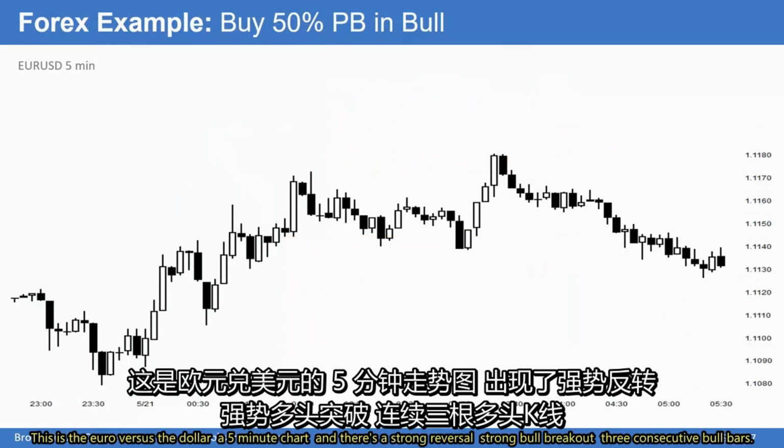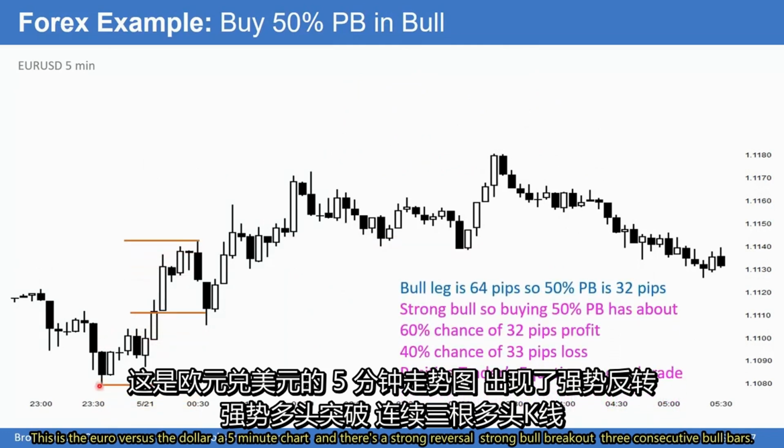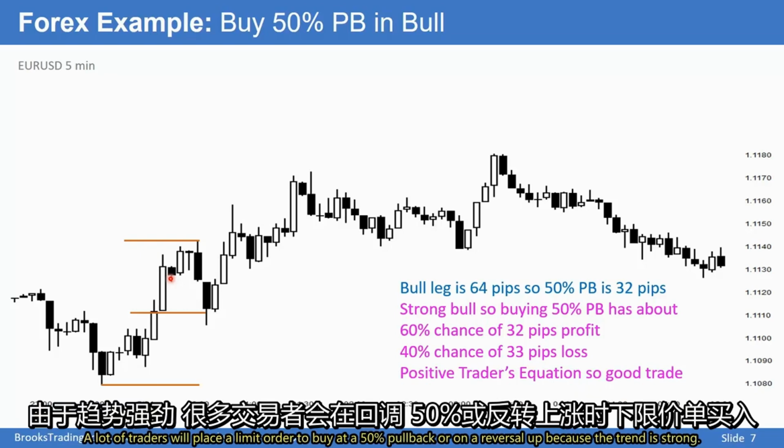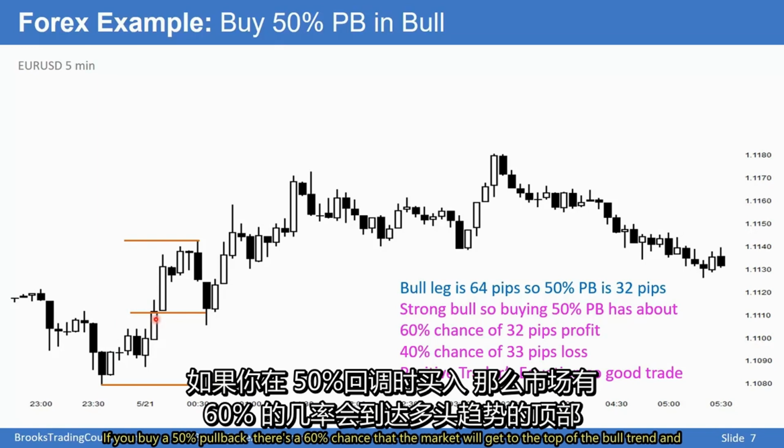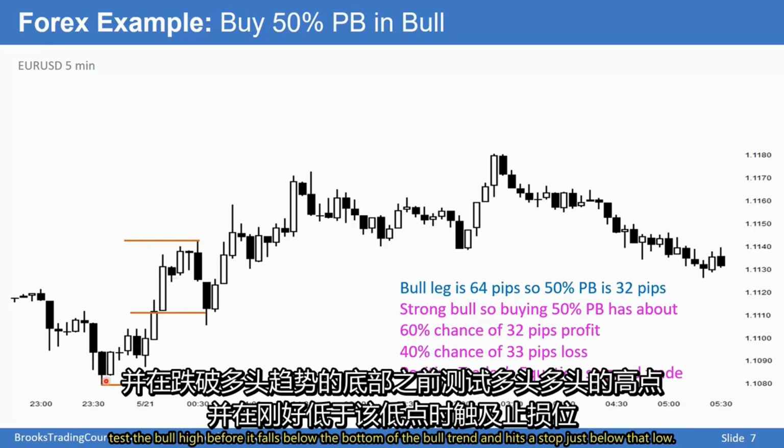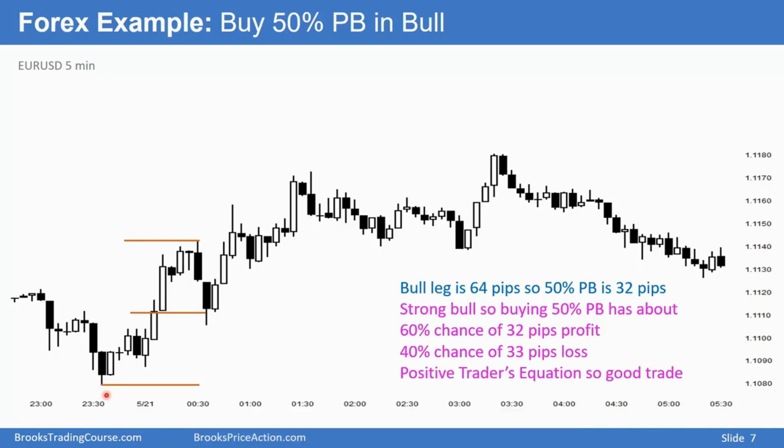This is the euro versus the dollar, a 5-minute chart. And there's a strong reversal, strong bull breakout, 3 consecutive bull bars. A lot of traders will place a limit order to buy at a 50% pullback or on a reversal up. Because the trend is strong, if you buy a 50% pullback, there's a 60% chance that the market will get to the top of the bull trend and test the bull high before it falls below the bottom of the bull trend and hits a stop just below that low.